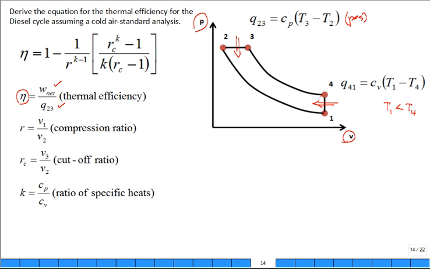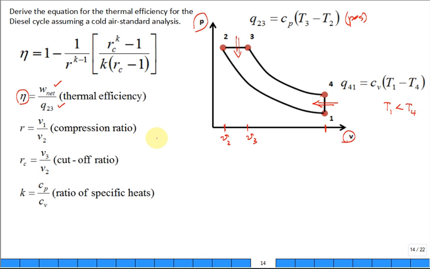Is that true? Thumbs up if you agree. Is that good? What's R? Compression ratio. Is it V1 over V2? Is it this volume, or specific volume, divided by that specific volume? Is that the compression ratio? Yes, thumbs up. What is R sub C, the cutoff ratio? Is it V3 divided by V2?